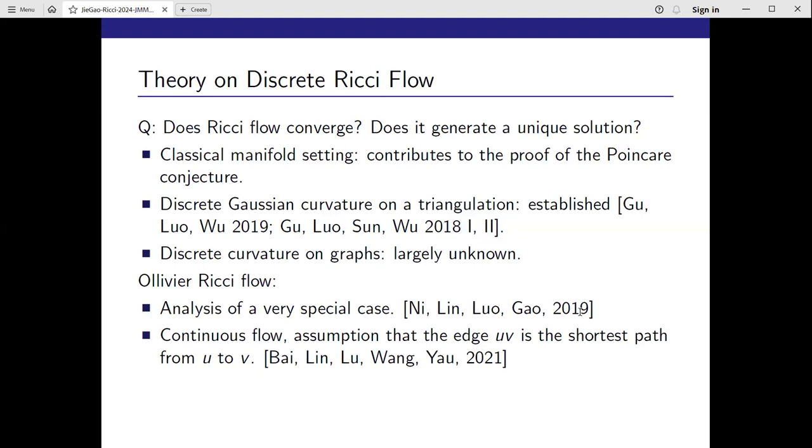Now, for the continuous dynamics, there was a convergence result, but with the assumption that the edge connecting two vertices in B is always the shortest path. Once we start to change the weight, this is no longer true, right? You don't know where the shortest path really is. But supposing this is true, this paper shows convergence of Ricci flow in this continuous setting. But these are the only known results of this problem, and generally the question is still open.